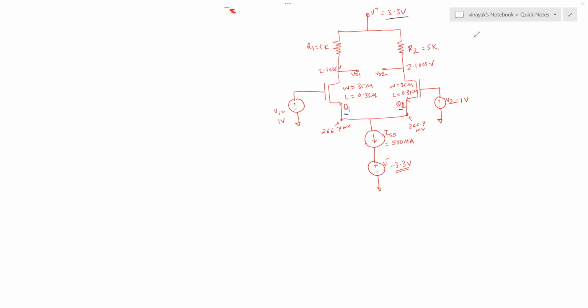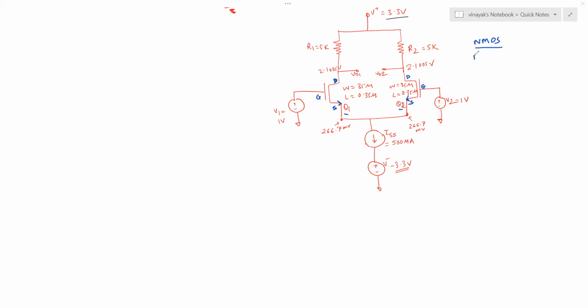These are NMOS transistors. Why are they NMOS? Because the direction of the arrow indicates the direction of the current, which is from the drain pin to the source pin, and the gate currents are 0 for both these MOSFETs. So let me write that right here. So these are your pins of the MOSFET.